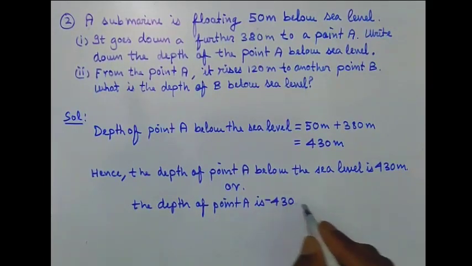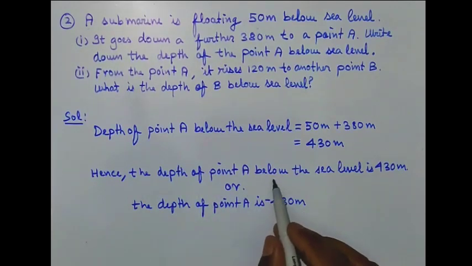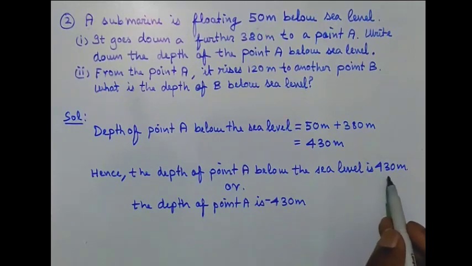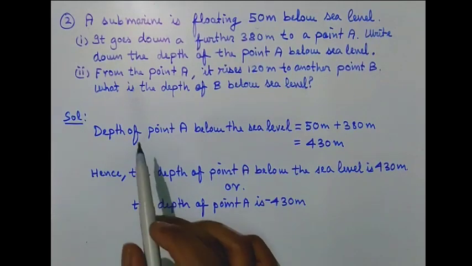minus 430 meter. Now why minus 430 meter? Because below the sea level we take in terms of negative. The distance is taken in terms of negatives. So we can simply write the depth of point A is negative 430 meter, or if we use the term below the sea level, then we can simply say 430 meter. Clear? Now let's look at the next part of the question.